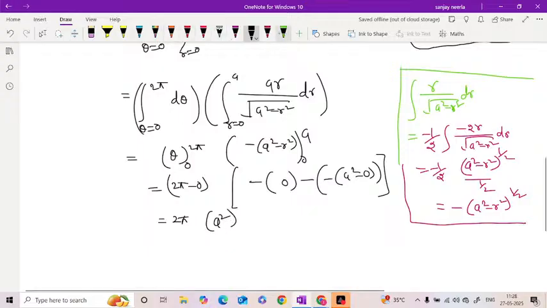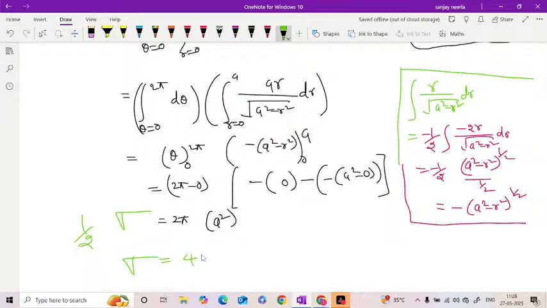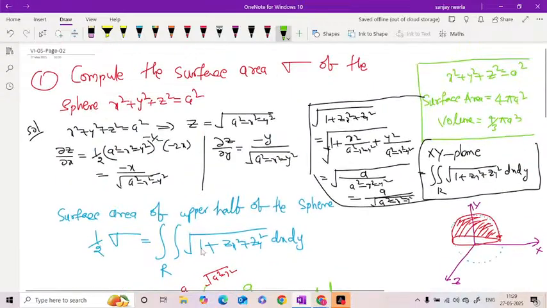But what is the result here? This one is the 1 by 2 of sigma. Now sigma is equal to 4 pi a square is the result. So this is the calculation of the surface area. That means the conclusion is here.